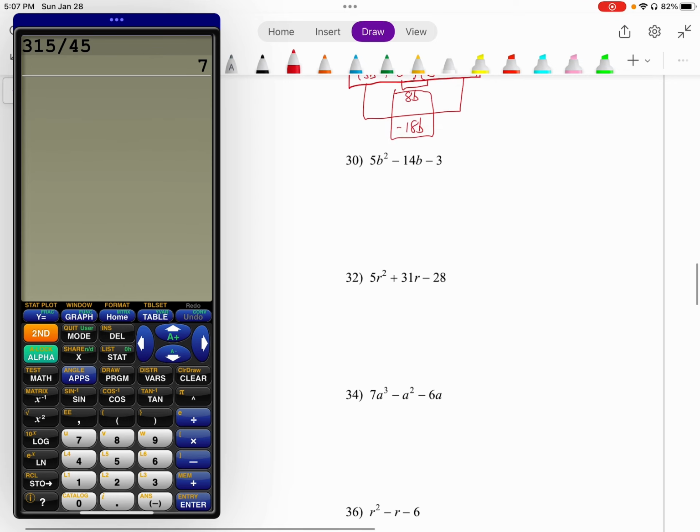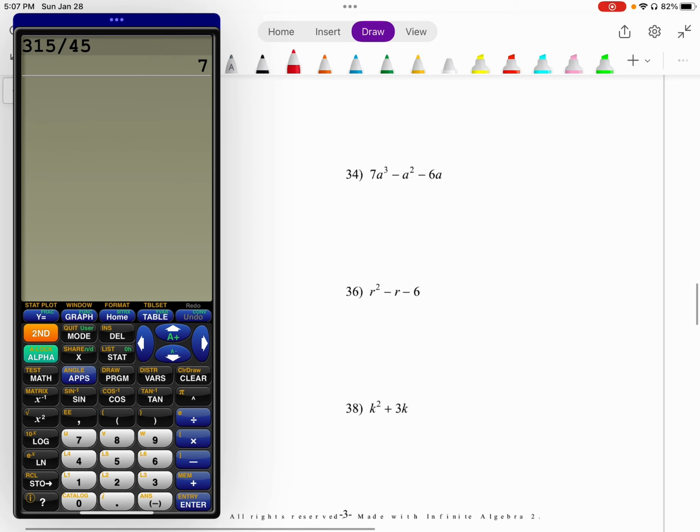Let's do 30, 32 are similar. Let's do 34 here. This one does have a common factor because they each have an a, so we can factor out an a. If we factor out an a out of each of them, we get 7a squared minus a minus 6. We want to continue to try to factor.